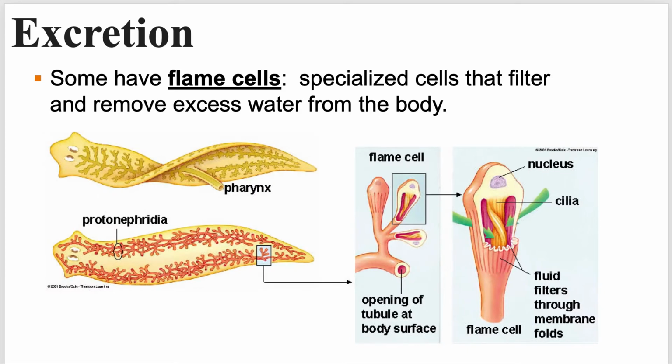For excretion, some are going to have what are called flame cells that are specialized cells that filter and remove excess water from the body. And here's some diagrams of what a flame cell looks like. They're all found throughout the sides of their body and just help them get rid of excess water and filter out things. So they act almost like a kidney in a way, but not advanced enough to be called a kidney, right?